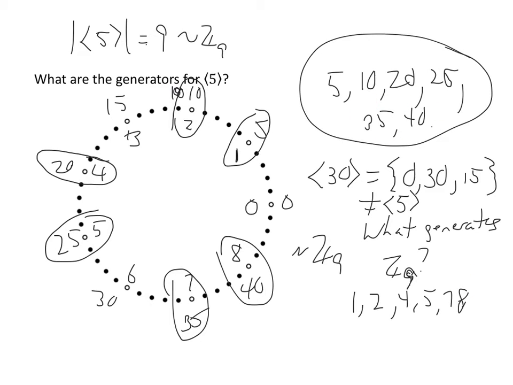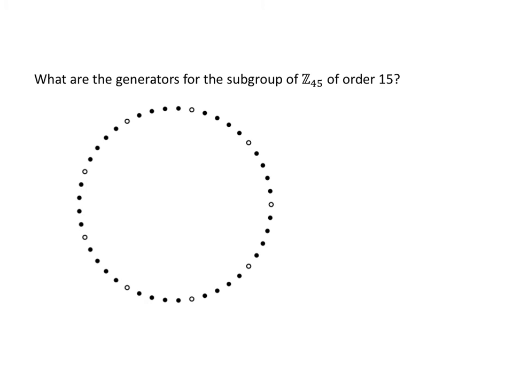Okay, once again, we want to reflect on what's the relationship between 9 and 5. Well, because it was the cyclic subgroup generated by 5, and we're in Z45, if I take 45 divided by 5, I get 9. So that's the relationship between those two numbers. Another way I could have phrased this question is, what are the generators for the cyclic subgroup of order 9 in Z45? And that's what we're going to do next.